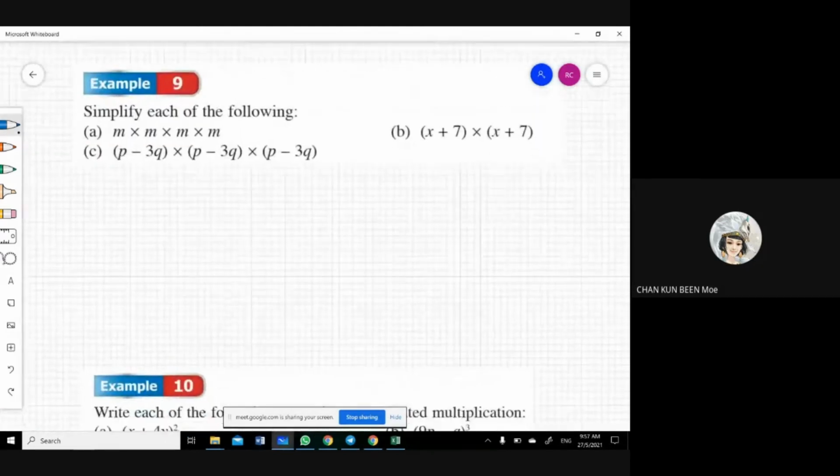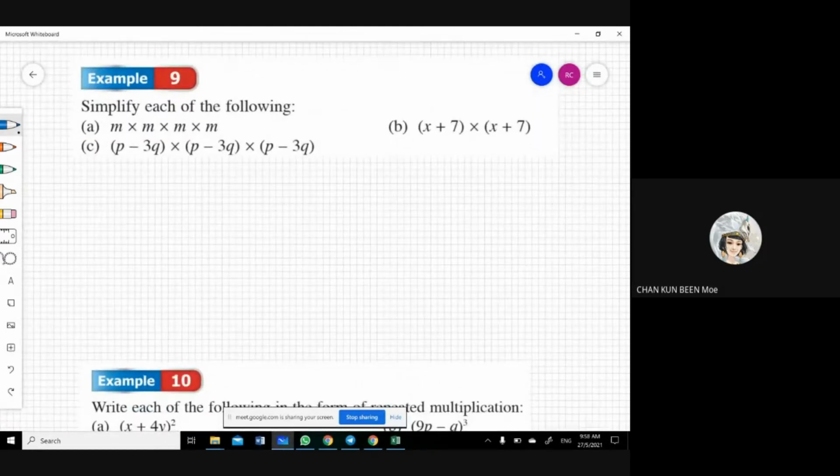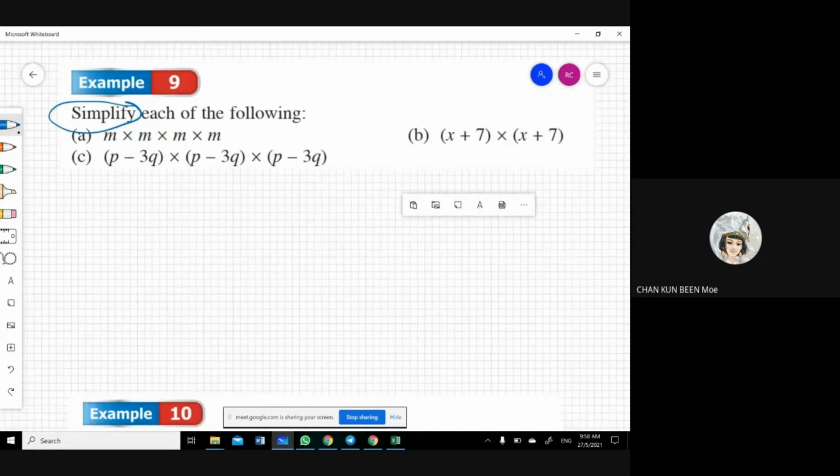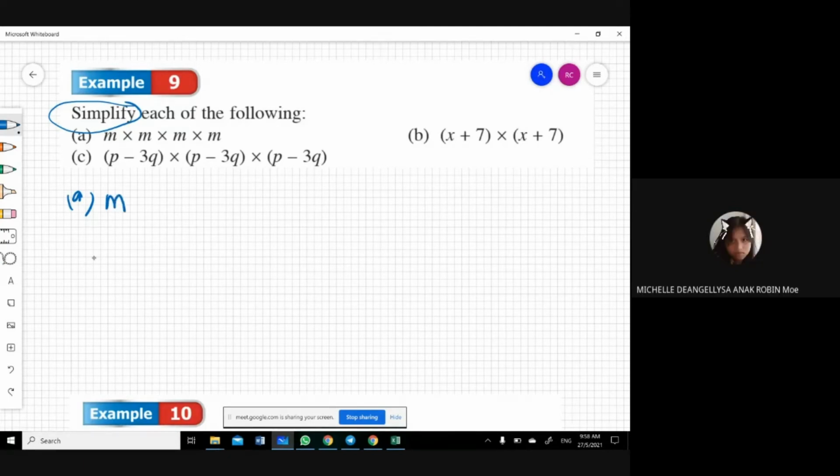Now we look at example 9. Simplify each of the following. Simplify. So you need to simplify it. So first one, m times m times m times m. Can you tell me how many m in here? 4. 4, right? So the answer will be m to the power of 4. Yes, that's the answer.